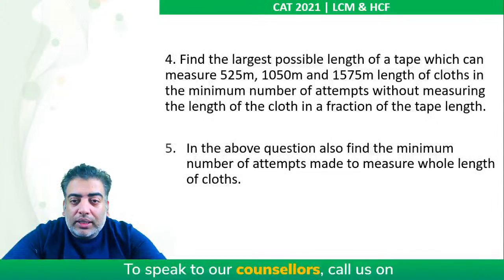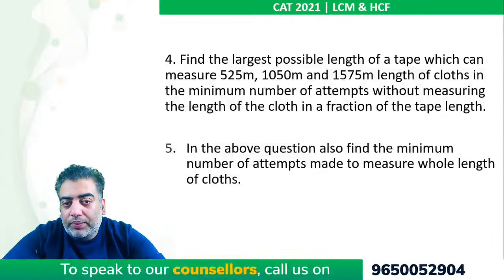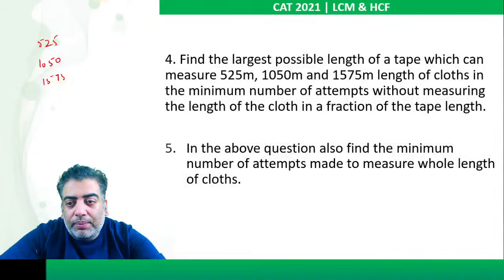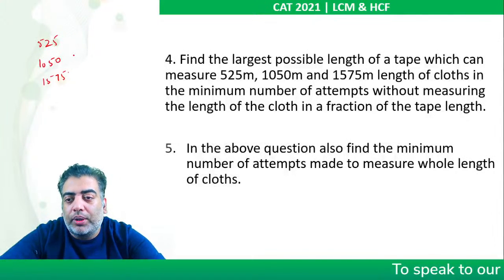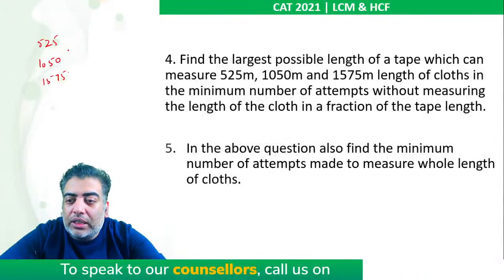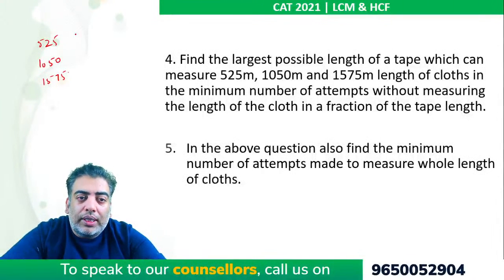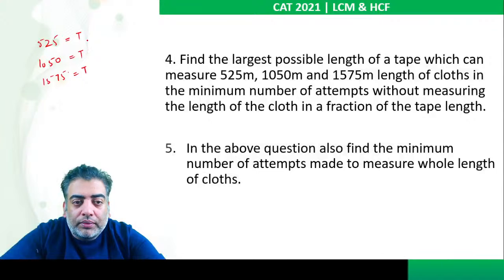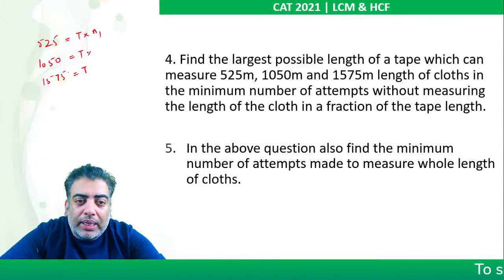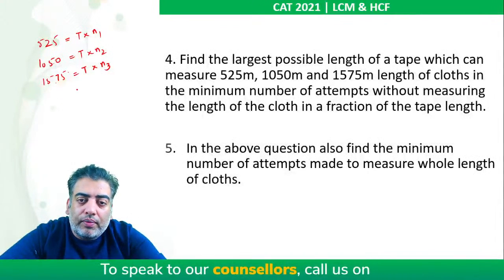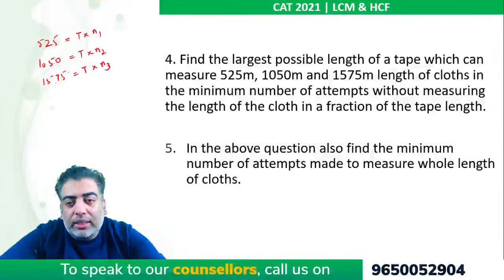Now, here it says find the largest possible length of a tape which can measure 525, 1050, 1575 meter length of cloth in the minimum number of attempts without measuring the length of the cloth in a fraction of the tape length. So let's say the tape length is T and the number of times we are measuring it when multiplied with T must be equivalent to these values. Now he is asking me the largest possible length of T.